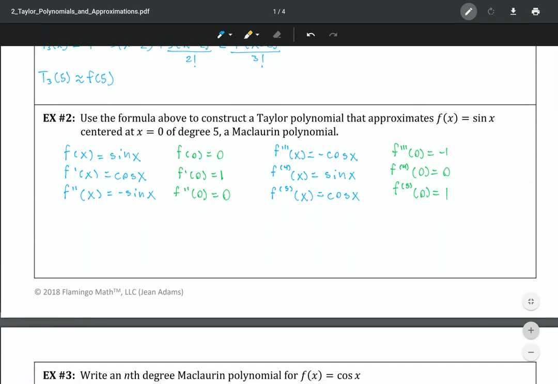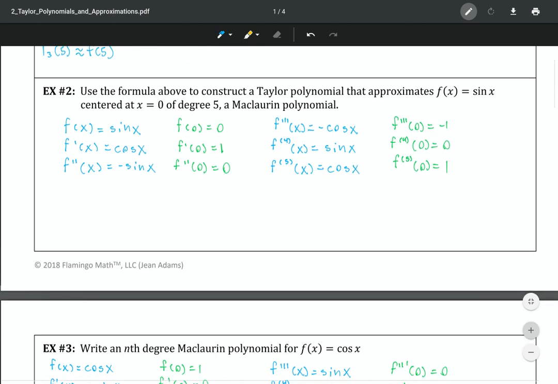Right, in example 2, we're going to use the formula above to construct a Taylor polynomial that approximates sine of x. After I show you the formula, you can feel free to plug that into your calculator to see how they match up. Remember, it's an approximation, but it does approximate a lot of the values that you're looking for.